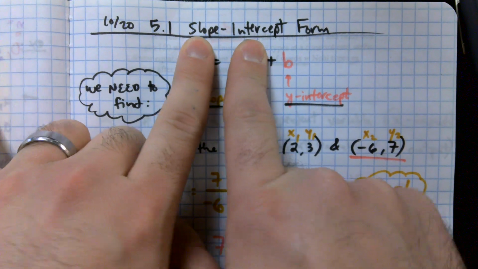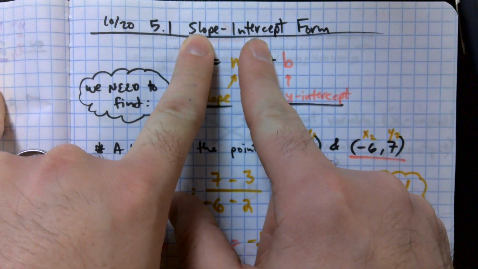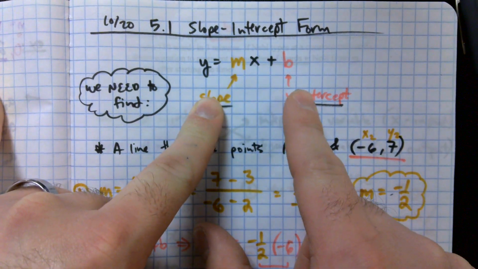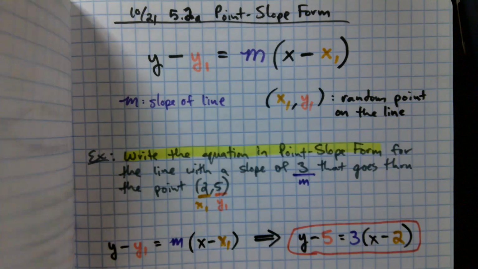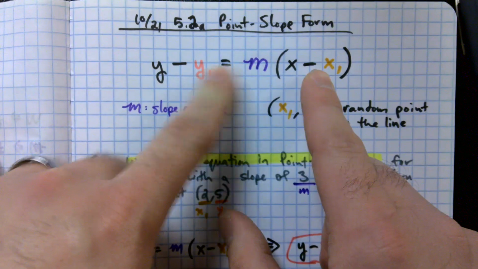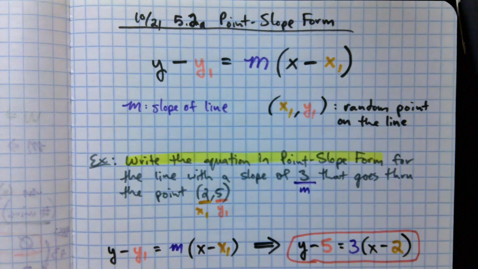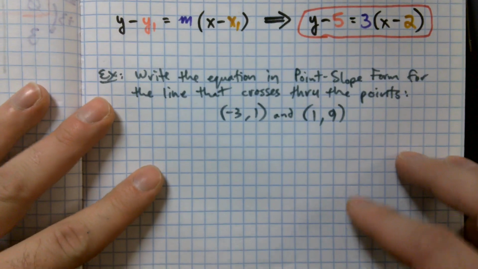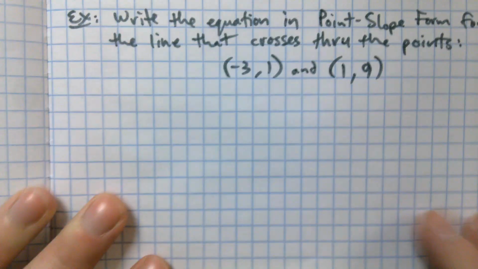What did I need to know in slope-intercept form? The slope and the intercept. What do I need to know in point-slope form? Any point on the line and the slope. Right? That's why it's named that. Standard form, let's not worry about that.